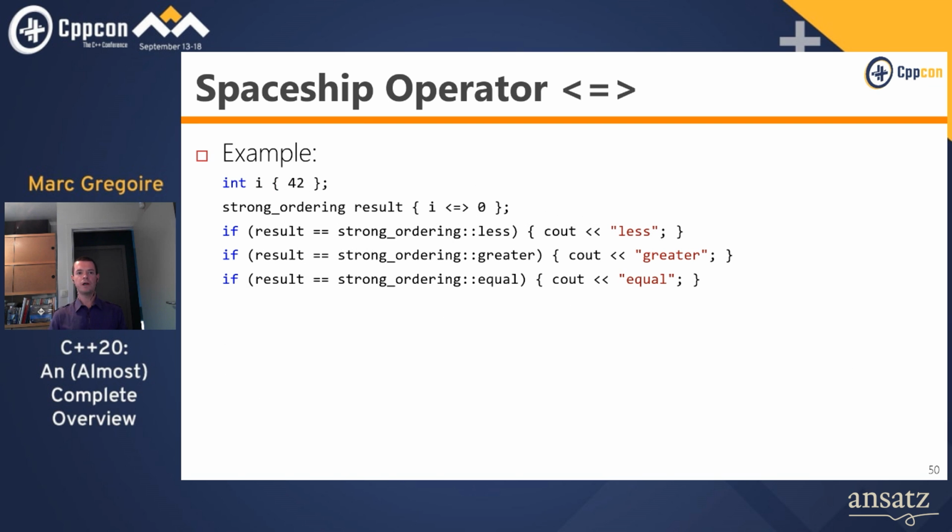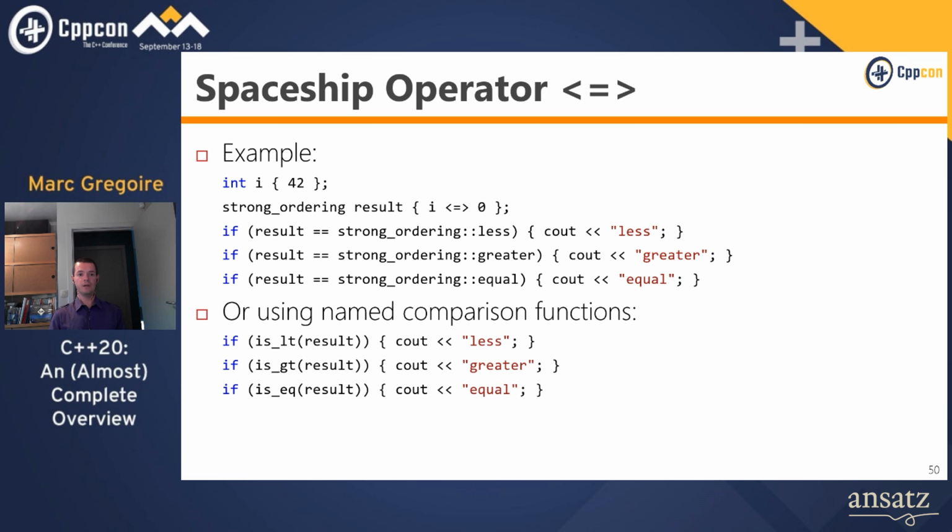How to use it? So here I have an integer, and I want to compare that integer with 0. So I just use the Spaceship Operator to compare it with 0. And with this one operator call, I know whether 42 is less than 0, greater than 0, or equal to 0. And you can verify the result, or you can analyze the result with this syntax. Additionally, there are named comparison functions. So instead of writing something like result equal strong ordering less, you can just use the named comparison function is less than result.